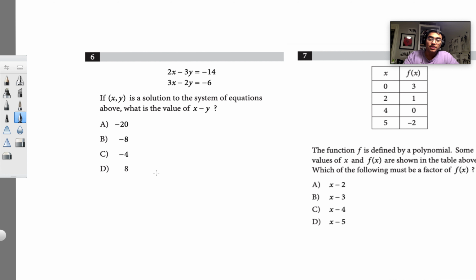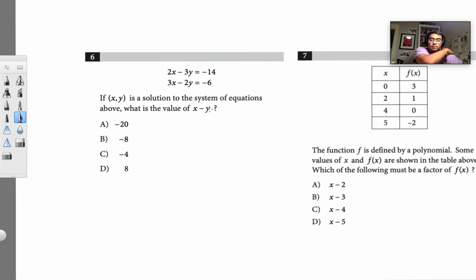Test number 3, section 3, doing questions 6 to 11 on the no calc section. So question number 6. If xy is a solution to the system of equations above, what is the value of x minus y? So we have to find a coordinate which will satisfy both of these equations, making them equal.